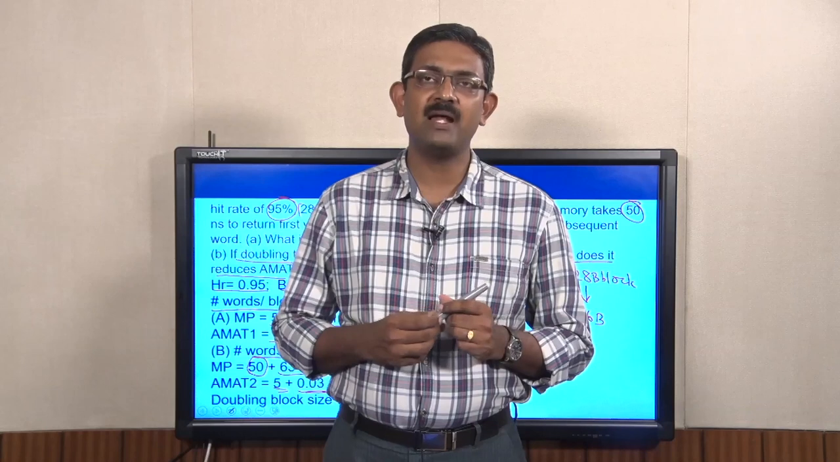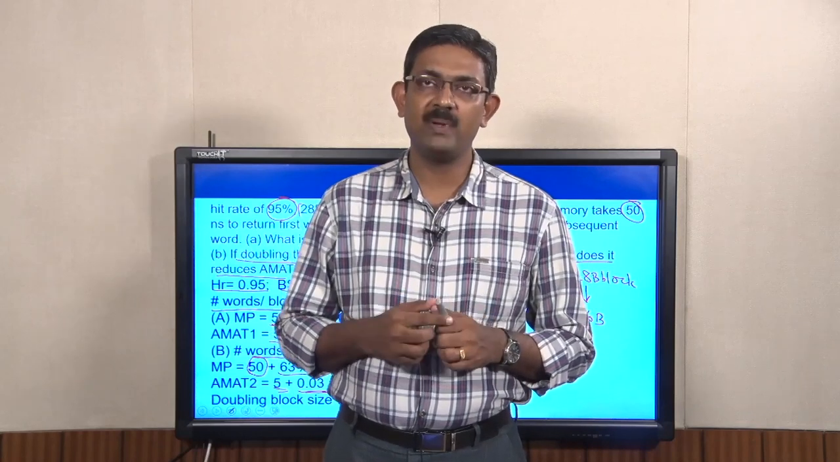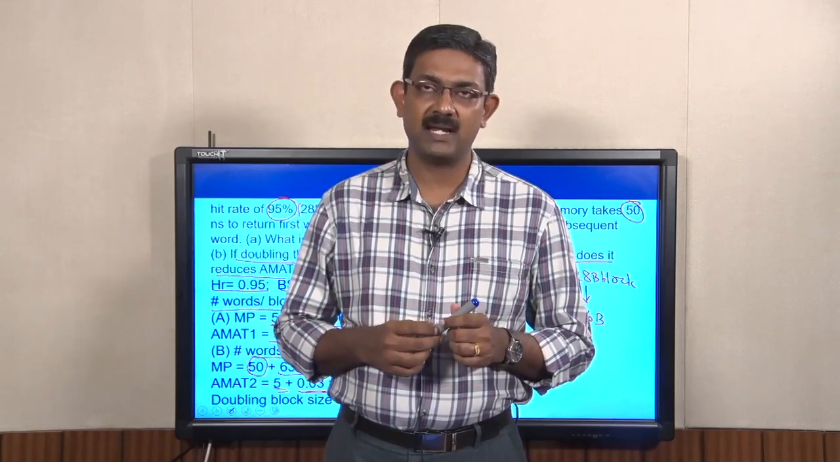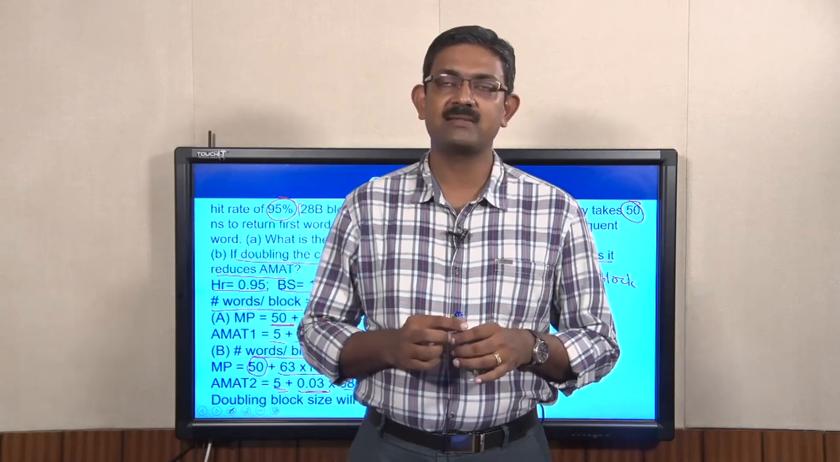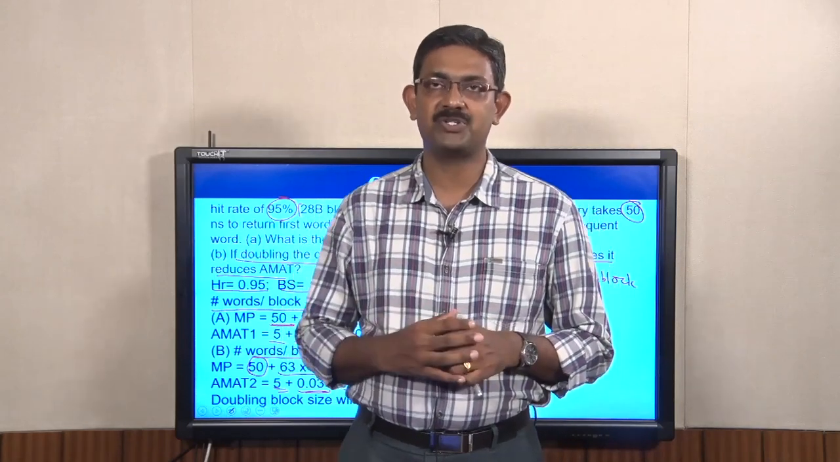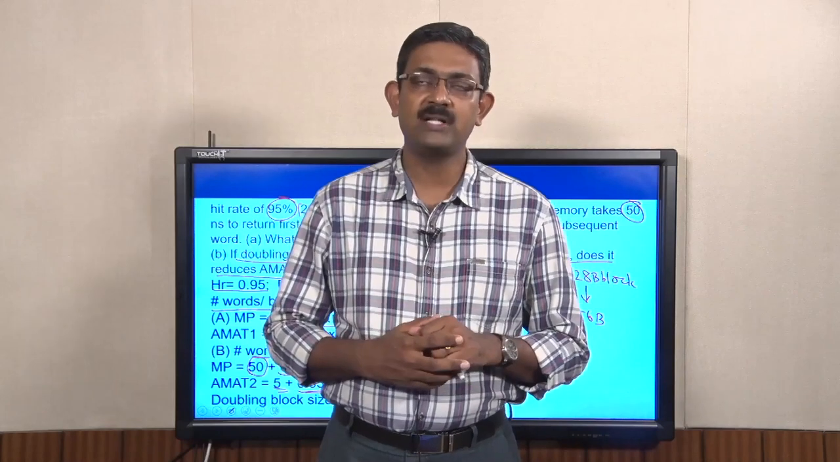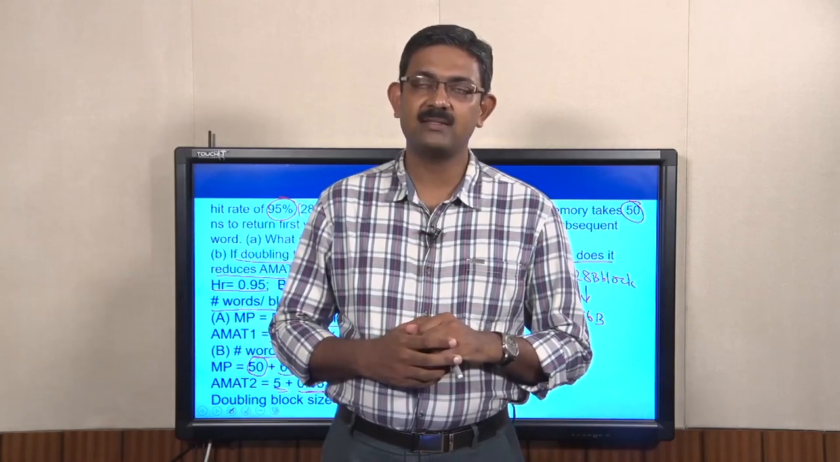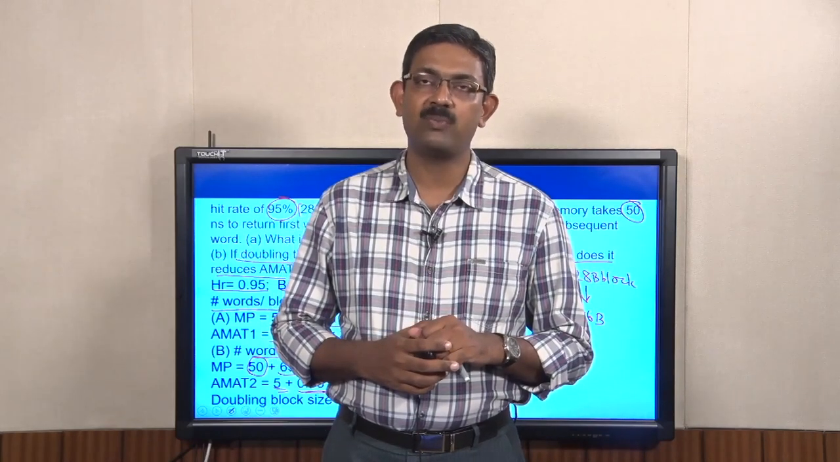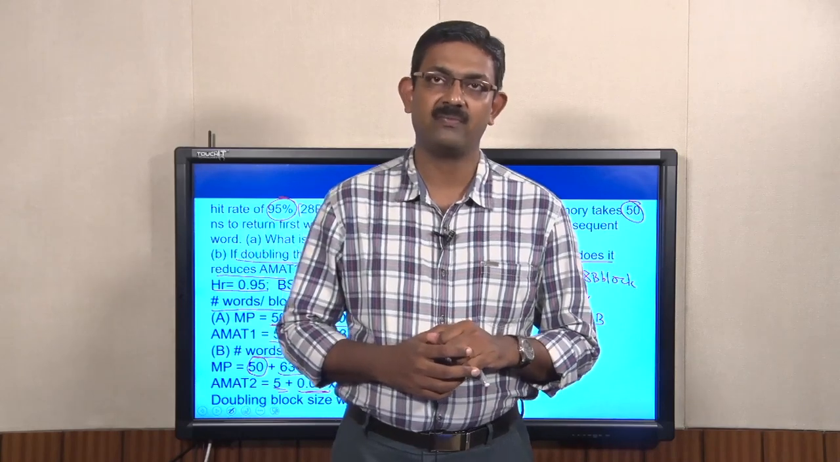So, the increase in miss penalty is more dominant than the reduction in the miss rate. Thereby, the average memory access time of the second version, that is the cache block doubled version, is larger than that of the previous one. Thereby, the optimization is not effective.